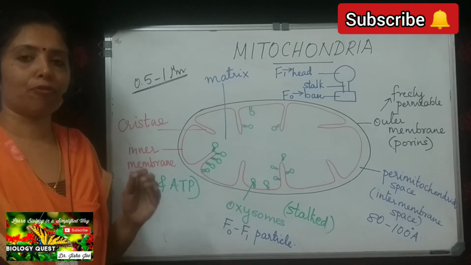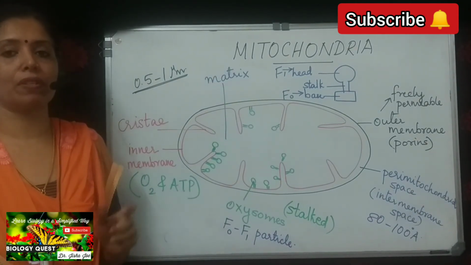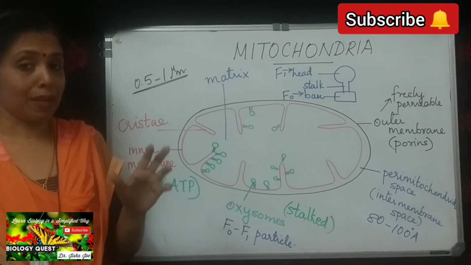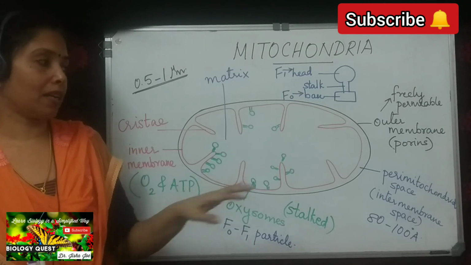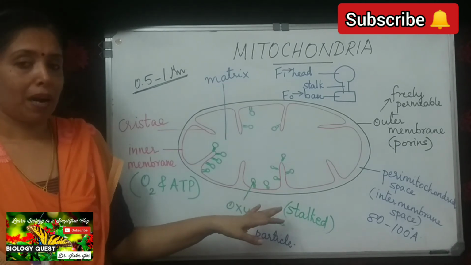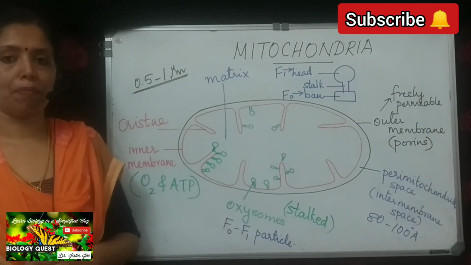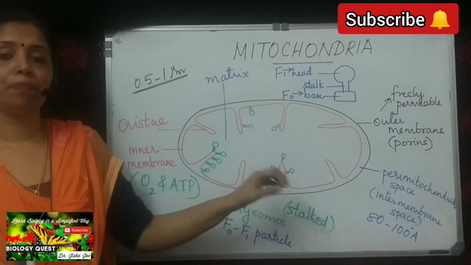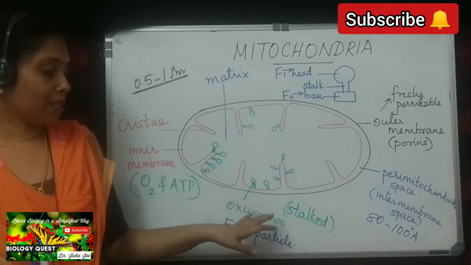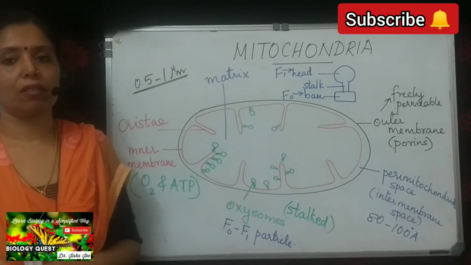Now moving on to the functions of mitochondria. As we have already mentioned, mitochondria are the sites of cellular respiration. All the respiratory enzymes necessary for the Krebs cycle are present in the mitochondrial matrix. The inner mitochondrial membrane is the site for the electron transport chain. And finally, the presence of the F0, F1 particle on the inner membrane helps in the synthesis of ATP.